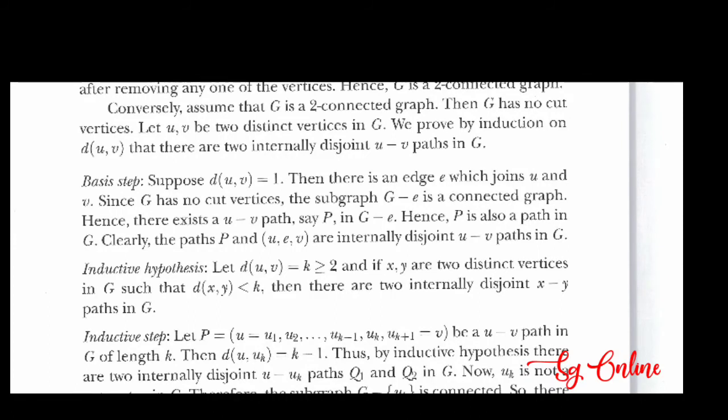So deletion of only the edge cannot make the graph disconnected. So you can always have a path between U and V other than using E, and so U, E, V and that path will be two internally disjoint paths. Now we go for induction, and we assume that for any two vertices of distance less than k, the result is true. That is, if the graph is two connected, then there are two internally disjoint paths between them.